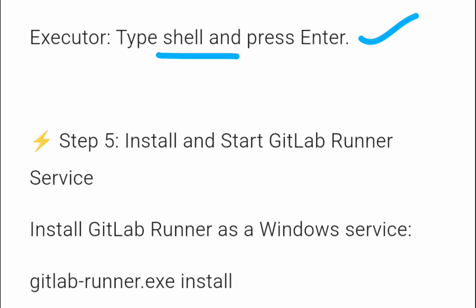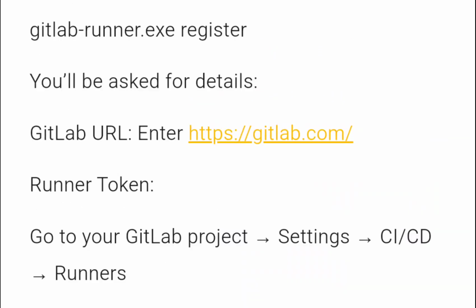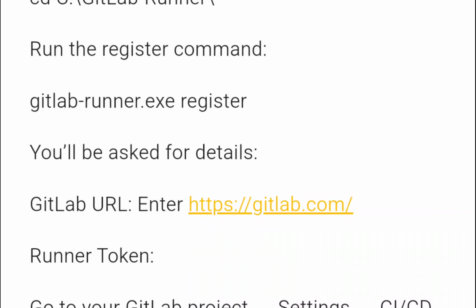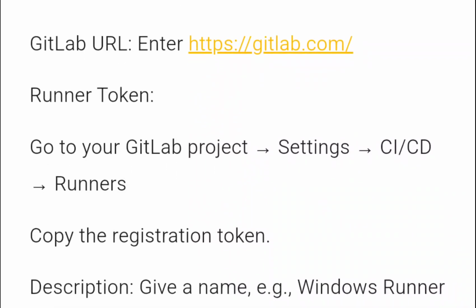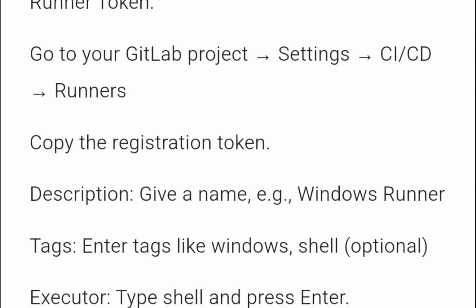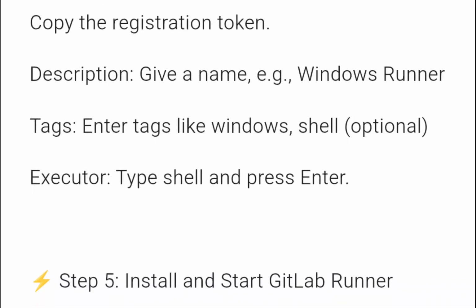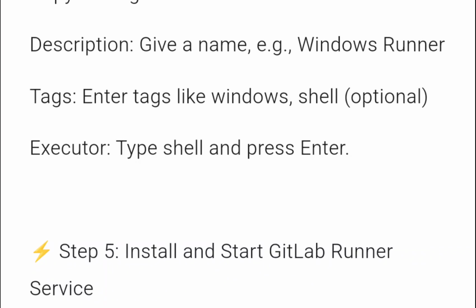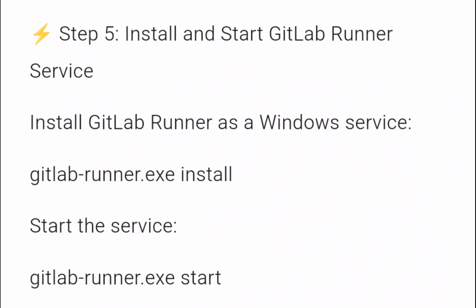Okay, just a recap. First, you need to enter gitlab-runner.exe register. Then you need to enter a URL. It will ask for a token, which you will get from settings, CI/CD, runner, and you need to copy paste the token, and you need to select the executor shell. It will show the list of executors like Docker, Kubernetes, shell, like that. You just need to select shell. Okay, enter shell, and later we need to install and start your GitLab runner.